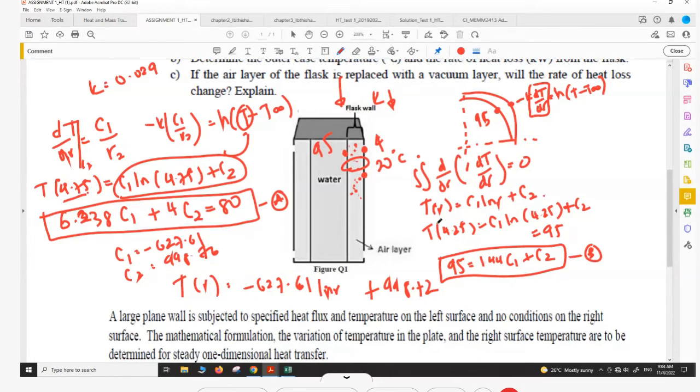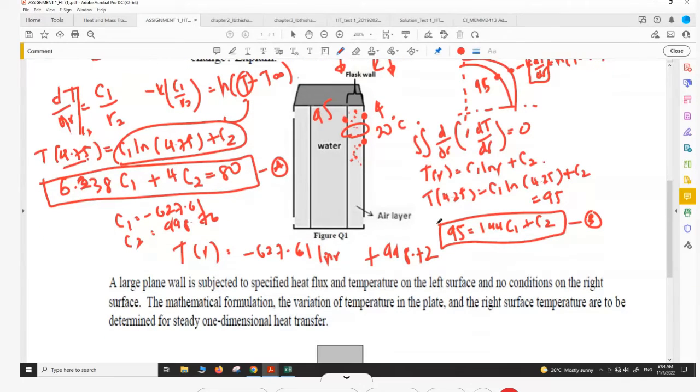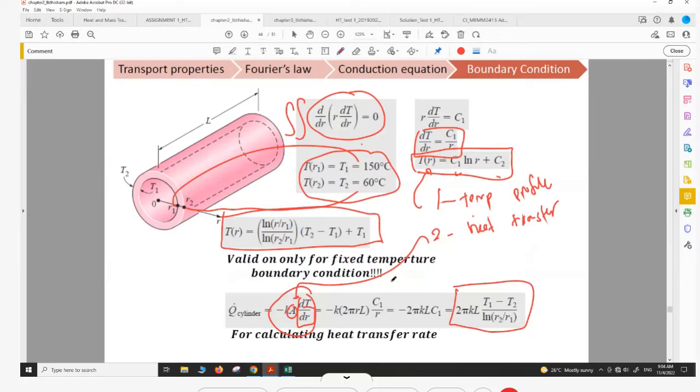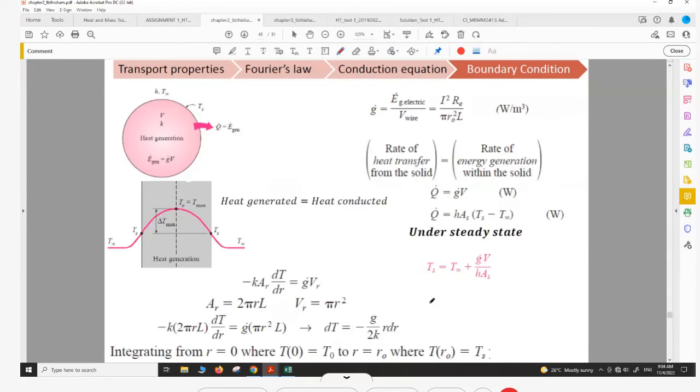So next we are going to calculate the heat transfer rate. So the general equation is Q is equal to minus k A dT/dr. So you can use this equation to calculate the heat transfer rate.